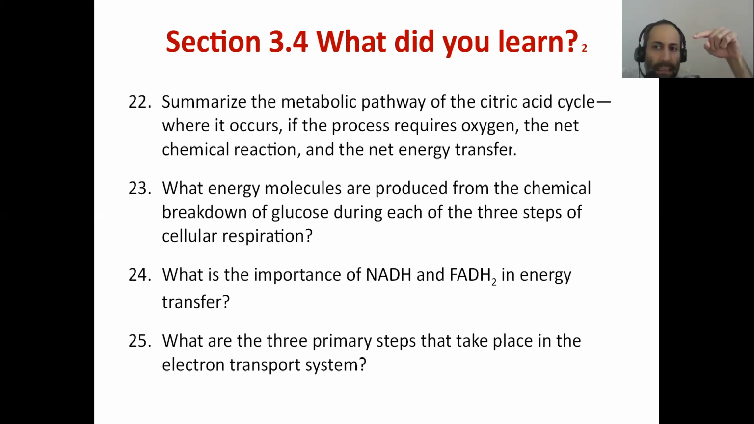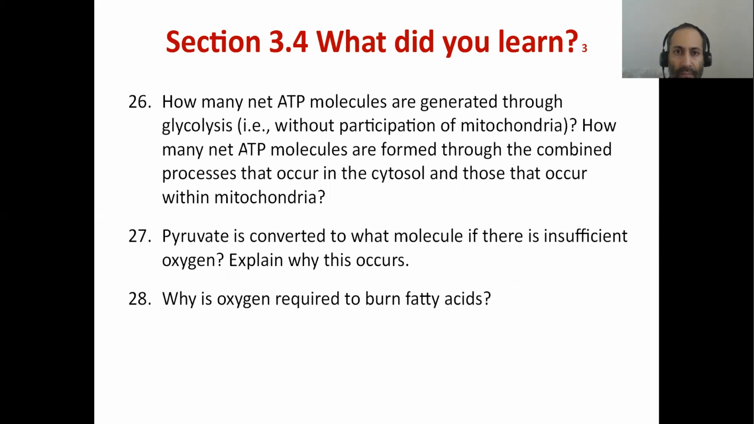All right, what are the three primary steps that take place in the electron transport system? We know that. Electrons being donated and passed around from electron acceptor to electron acceptor, that energy being used to pump out hydrogen ions or protons in the outer space, and then finally these protons moving back into the space by turning the turnstile called the ATP synthase and generating more ATP.